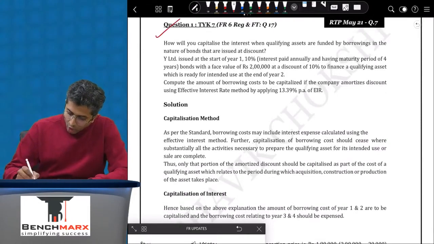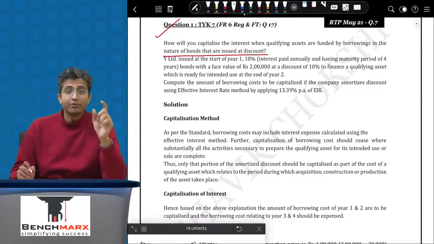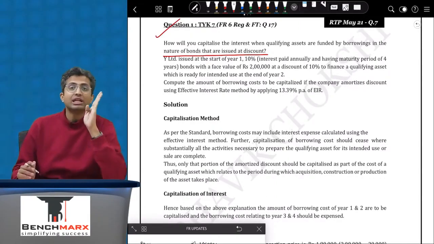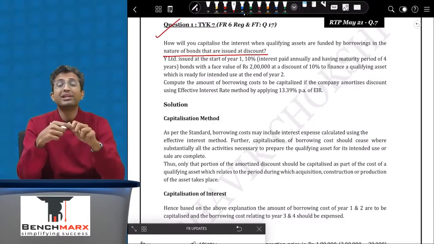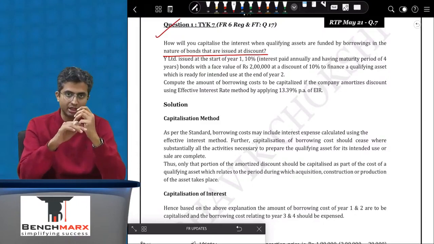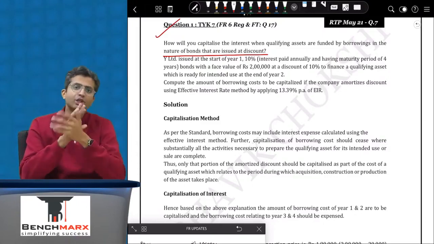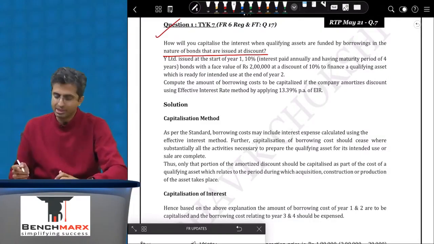How will you capitalize the interest when qualifying assets are funded by borrowing in the nature of bonds that are issued at a discount? Well, you will capitalize the interest for qualifying assets which take a substantial period of time, in which case the borrowing cost during the period of construction will be capitalized, and the borrowing cost will be calculated based on the effective interest rate into the opening balance. That is using Ind AS 109 techniques for amortized cost.